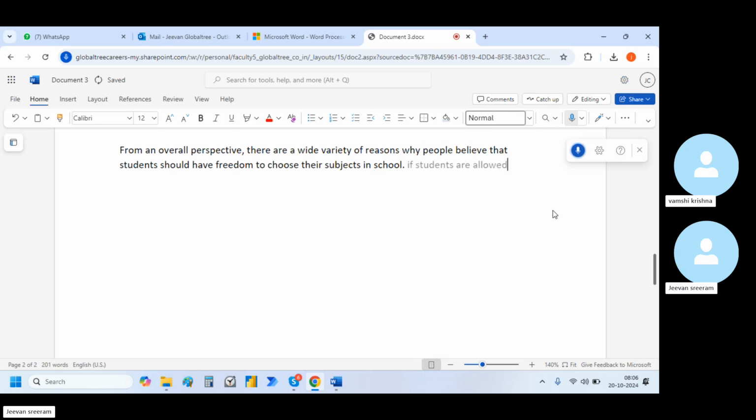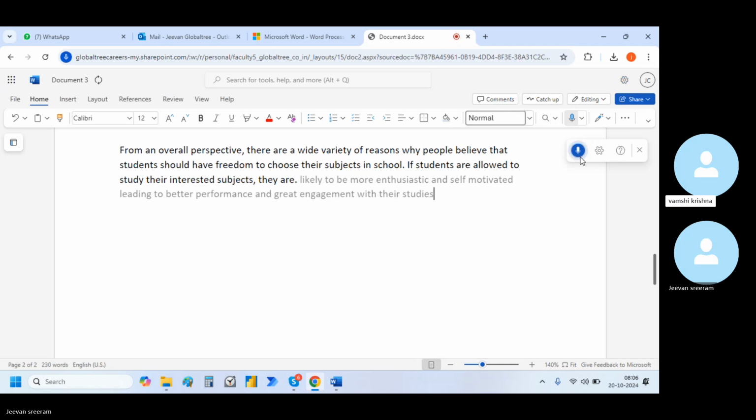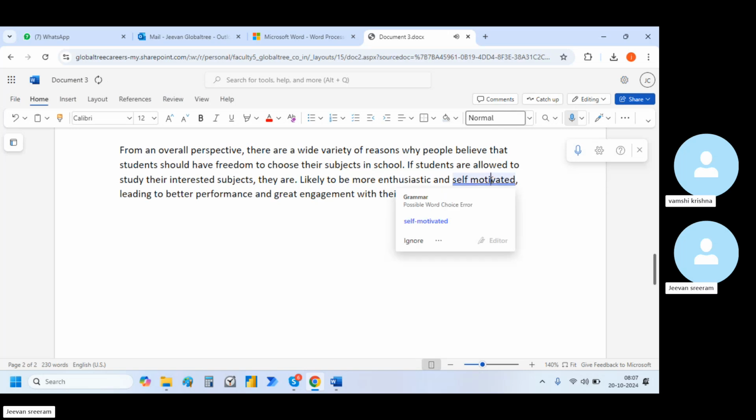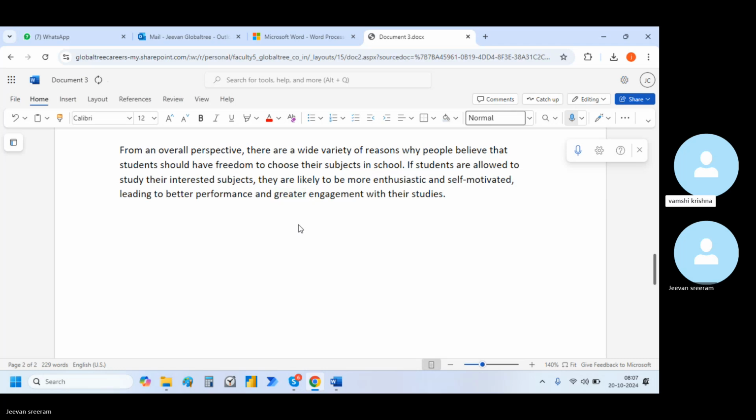If students are allowed to study their interested subjects, they are likely to be more enthusiastic and self-motivated, leading to better performance and great engagement with their studies. So the same idea has been presented with better vocabulary, buddy. That's it. As I told, they will always be eager, right? Enthusiastic about their classes and their studies. Self-motivated means getting driven by their own desire to do well. Okay, leading to better performance and greater engagement with their studies.